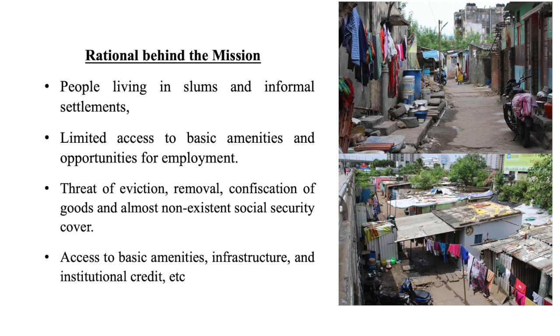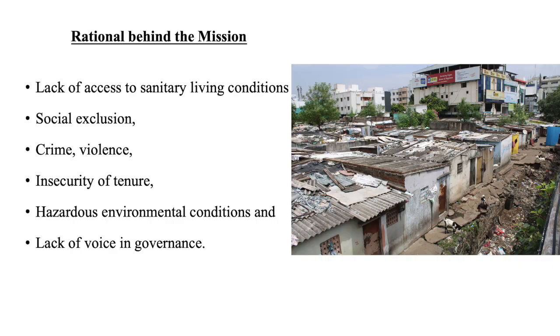In India, most of the urban poor are involved in informal sector activities, where there is a constant threat of eviction, removal, confiscation of goods, and almost non-existent social security cover. Even when segments of urban populations are not income poor, they face deprivation in terms of lack of access to sanitary living conditions, and their well-being is hampered by discrimination. Also, through social exclusion, crime, violence, insecurity of tenure, hazardous environmental conditions, and lack of voice in governance as a whole.